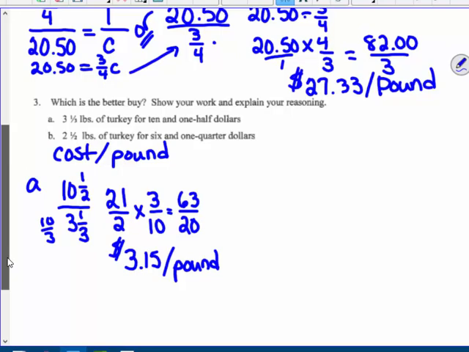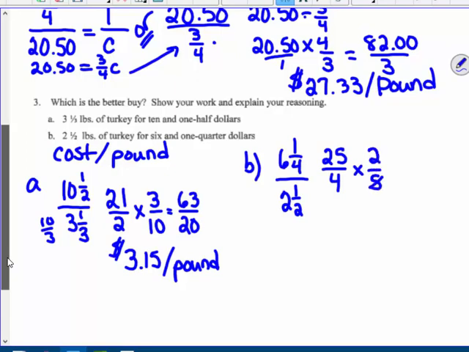For turkey B, cost per pound, 2.5 pounds is $6.25. So 6 1/4 divided by 2.5. Well, that's 25/4. 2.5 is 5/2. So I would multiply by 2/5. Oh, much easier. This one nicely cross cancels. And I get 5/2, or $2.50 per pound.